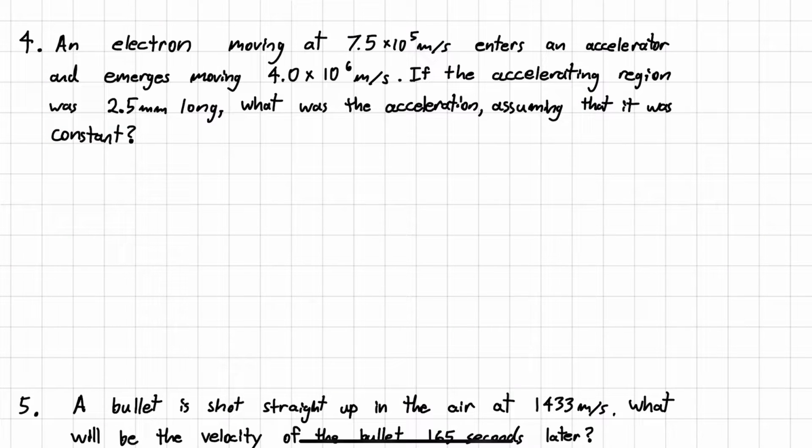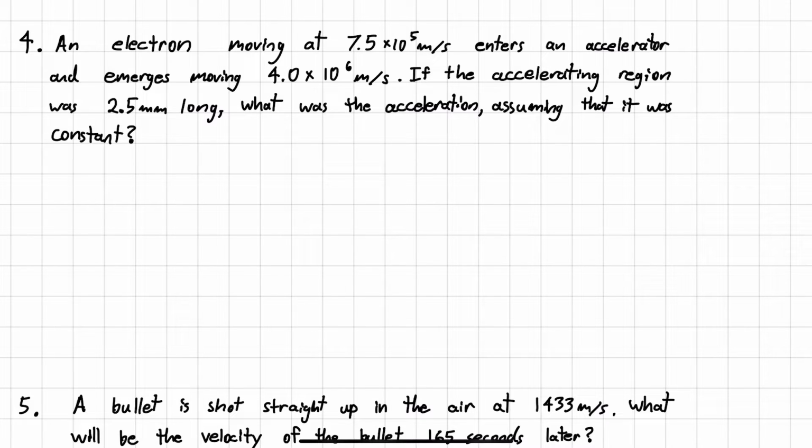So in this next example, we're going to be looking at an electron. This electron is moving at 7.5 times 10 to the 5 meters per second, and it enters an accelerator, and it emerges moving 4.0 times 10 to the 6 meters per second. If the accelerating region is 2.5 millimeters long, what was the acceleration, assuming that it was constant?